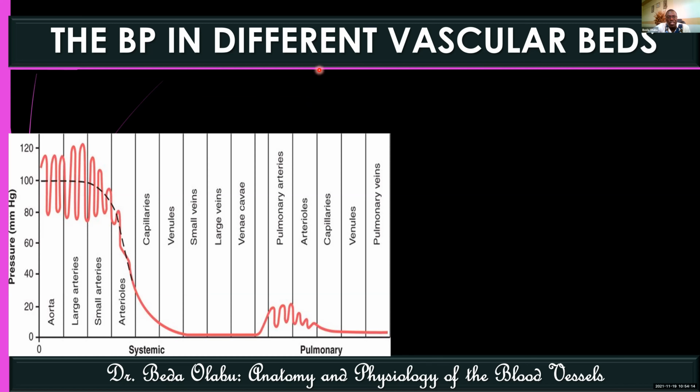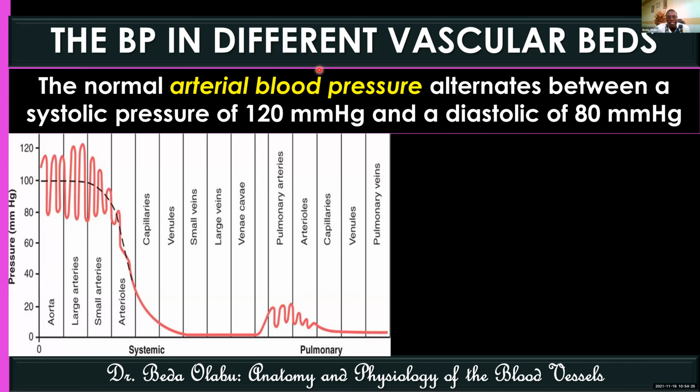Let's see how blood pressure changes in different vascular beds. The normal blood pressure for the arteries, I told you, will oscillate between systolic and diastolic. The normal one is usually about 120 for systolic and 80 for diastolic. The unit is millimeters of mercury. And this graph shows us that very well. As we move from the aorta to the large arteries and even the smaller arteries, the blood pressure will be oscillating between systolic and diastolic. And that's okay.